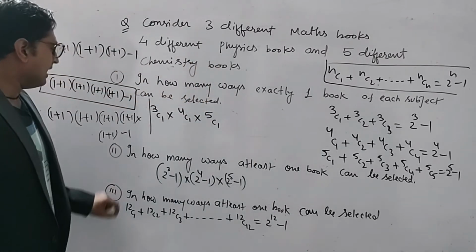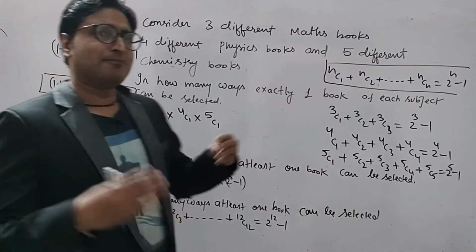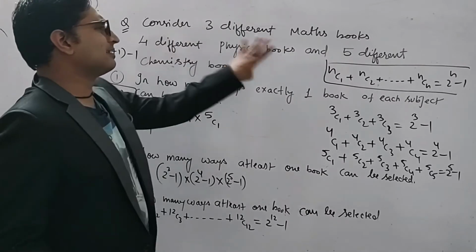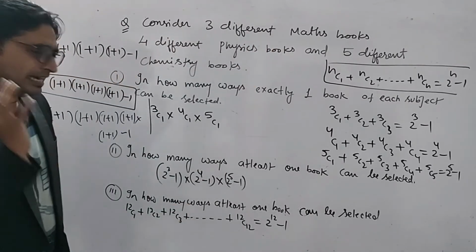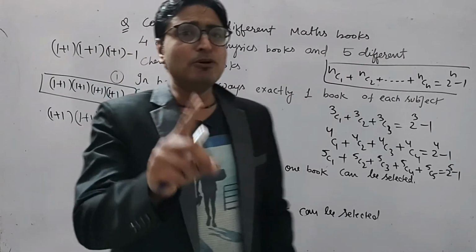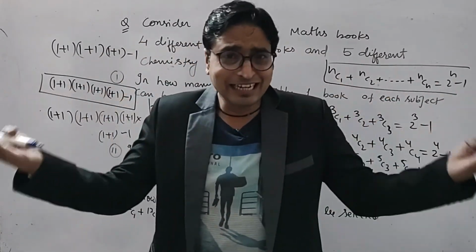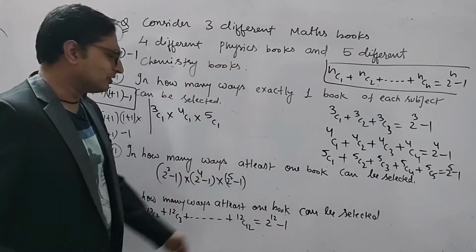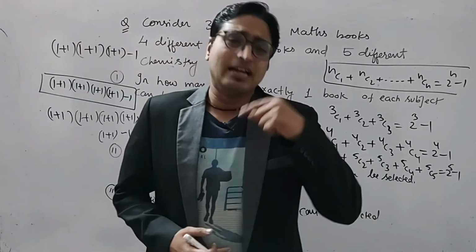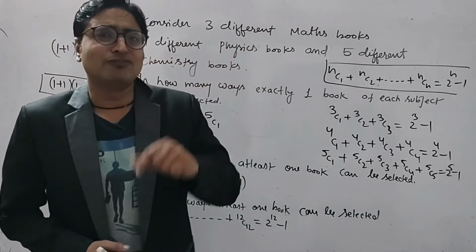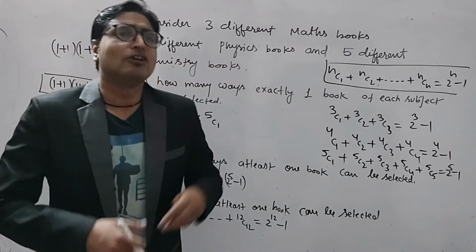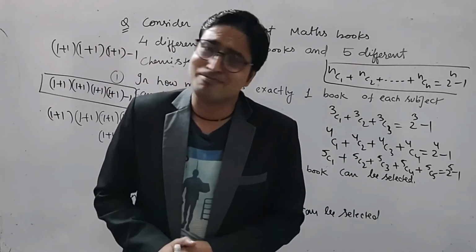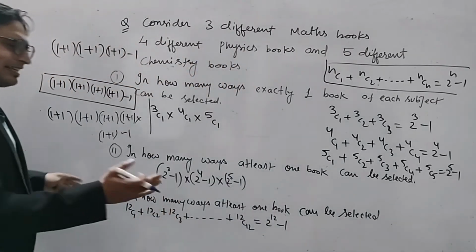Now, if we go through the at least and at most concept, again we have 12 books, 4 plus 3 is 7, plus 5 is 12, and with each book we have two ways, either select or reject. So if you have to select at least one book, there is no condition that you have to select exactly one book of maths, or at least one book of physics, at least one book of chemistry. So you can select any one book.